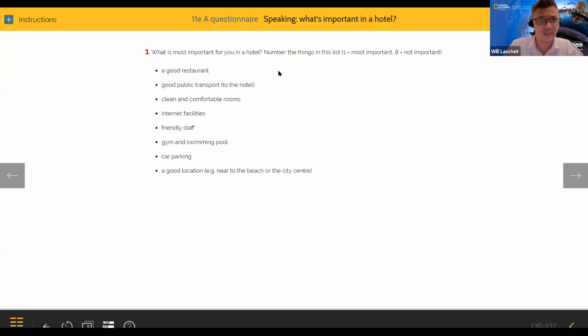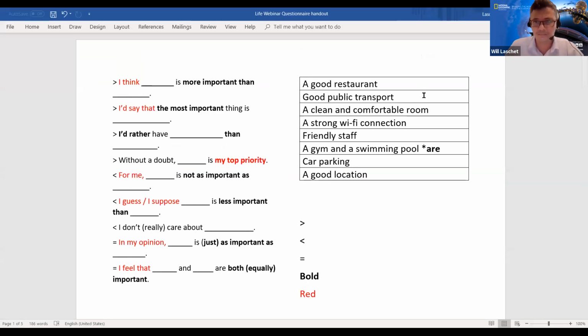So I'm going to do a new share, and we're going to move over to my Word document. Some of you may have seen me do something similar to this before. But basically, we want students to compare the different elements of being in a hotel. So I've prepared a worksheet that I would give out, which is going to help my students to get the most out of this kind of activity. So let's have a look.